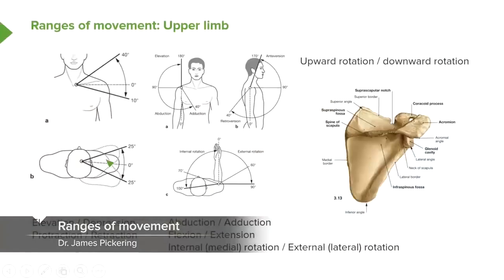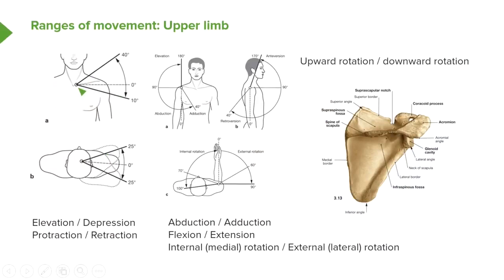And here we can see we have various movements occurring at the various joints. So here we've got the sternoclavicular joint, which allows a whole wide range of movements. Here we can see its ability to elevate and depress the upper limb. So we have elevation, we have depression.